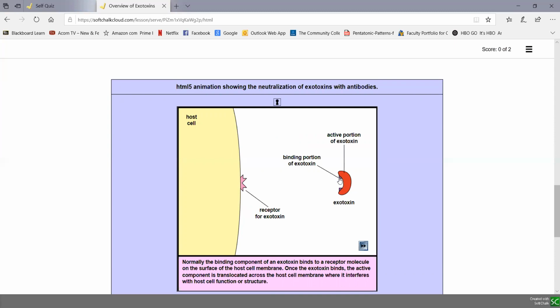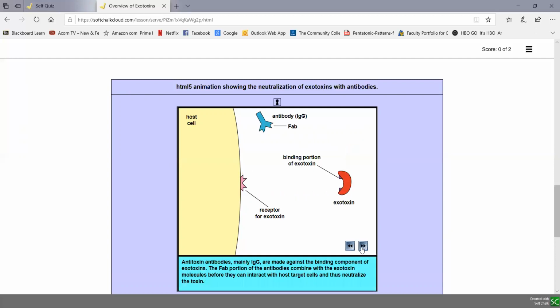This is the binding portion of the exotoxin, the portion of that protein molecule that has a shape that fits a receptor for that toxin on a host cell. So for this cell to be affected by this toxin, it would have to have a receptor to which the binding portion of the exotoxin can attach. And then the red part here is the active portion of the toxin that actually does some sort of harm. So for an exotoxin to affect a human cell, it has to bind to receptors on that cell, as we see here.